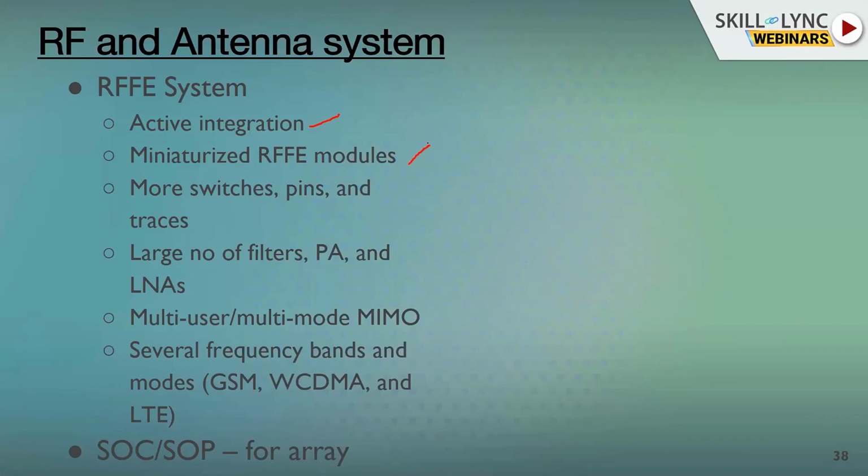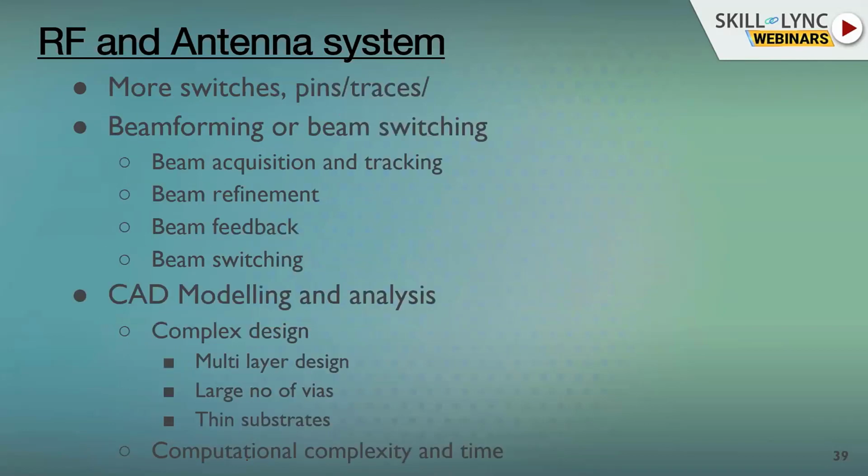Miniaturizing RF modules is another challenge because substrates will become crucial here, with a lot of switches, pins, and traces. Large numbers of filters are there. We have seen power amplifiers and so on in the first part of our presentation. System on chip and system in package concepts for arrays are implemented, with more switches, as we have seen already. And beamforming has several processes.